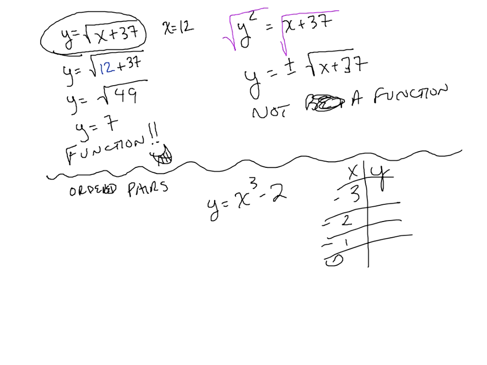And I'll go ahead and finish off this XY table for everybody else to benefit from this problem. So the first thing I do is plug in -3. -3 cubed is -27. -27 minus 2 is -29. So that corresponds to the point (-3, -29). -2 cubed is -8. -8 minus 2 is -10. -1 cubed is -1. -1 minus 2 is -3. 0 cubed is 0. 0 minus 2 is -2.